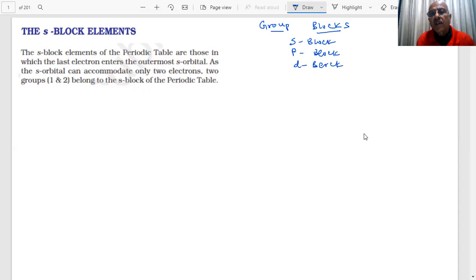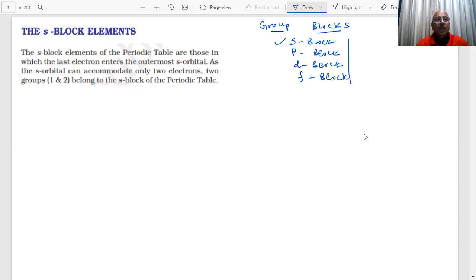Okay. So what is the basis of this? Why do we call anything S block? When the last electron enters into the S subshell or S orbital, we call it S block, right? When the last electron enters into the P subshell or P orbital, we call it P block. When the last electron enters into the D subshell, we call it D block. And you have seen the lanthanides and actinides, students; they belong to F block.